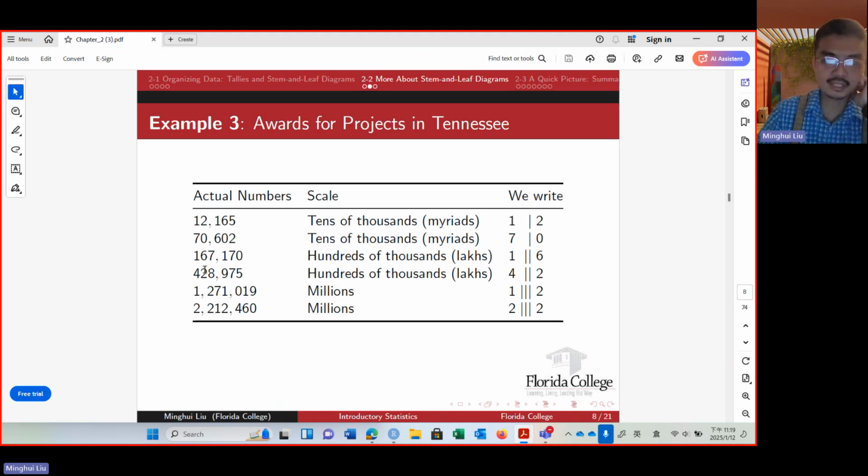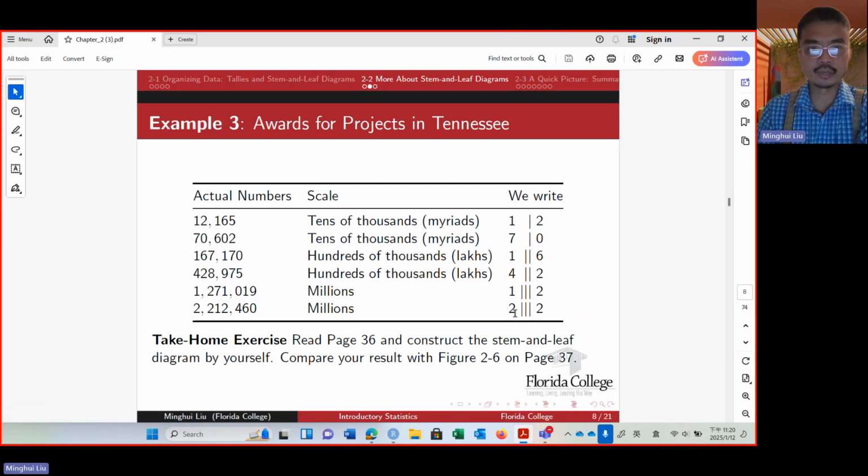And then you have 167,170. This is in the hundreds of thousands. I believe the one English word for that is called a lakh, L-A-K-H. And we simply write one lakh, and then 2 vertical lines followed by 6. And the next one, similarly, 4, 2 vertical lines followed by 2. We do have 2 numbers that are in their millions, 1.2 million something. We just write 1 followed by 3 vertical lines followed by 2. And also there is a 2.2 million, 3 vertical lines followed by 2 as well.